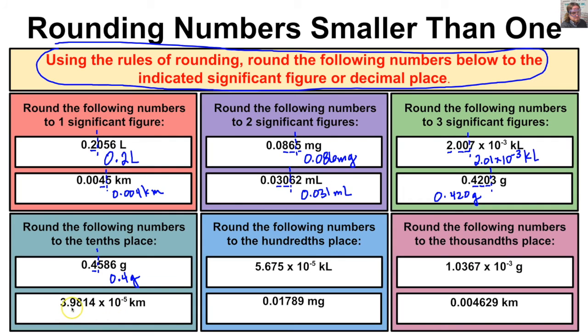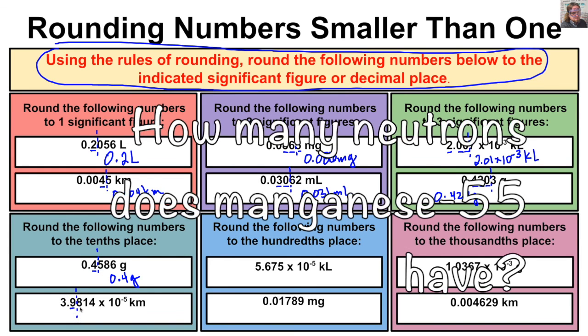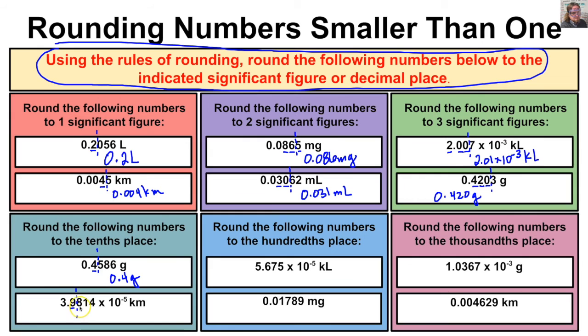What about right here? We want to round to the 10th place. The 10th place is right here. We're going to look 1 past our 10th place, and it is an 8. If it's higher than 5, we're going to go ahead and round this up. We're going to round this up to a 0, and this becomes a 4 for 4.0 times 10 to the negative fifth kilometers.